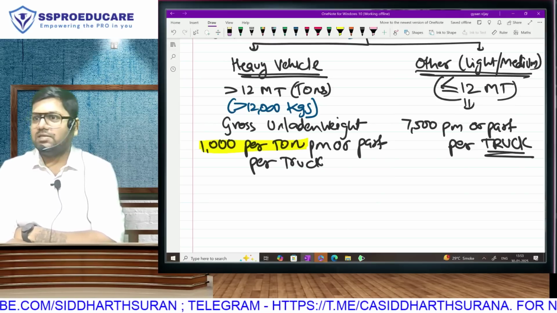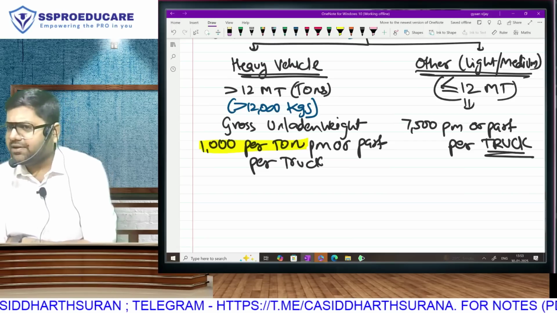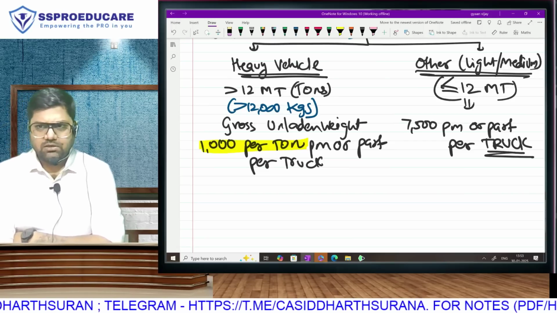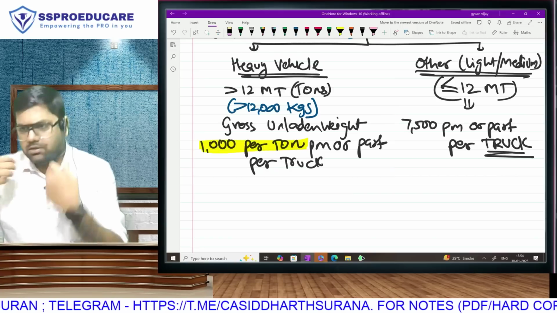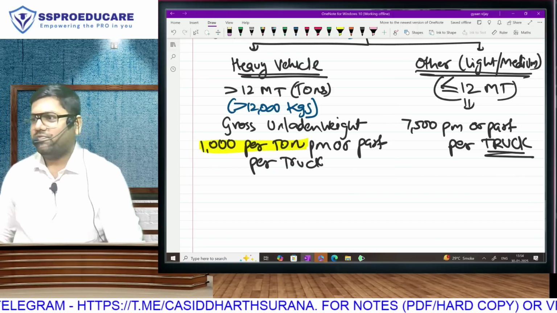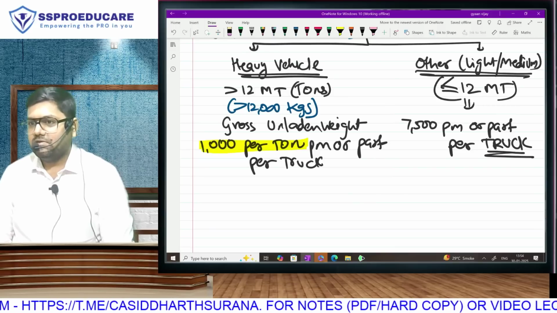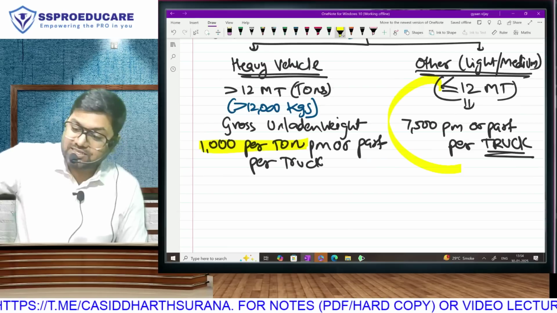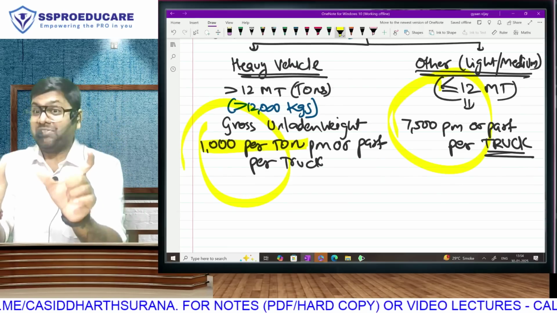If the weight of the truck is 17 tons, 17,000. 15 tons, 15,000. 13 tons, 13,000. 11 tons, 7,000. I was not playing game with you. You understood? So here it is flat 7,500. Here we take tons into 1,000. That amount is monthly income.